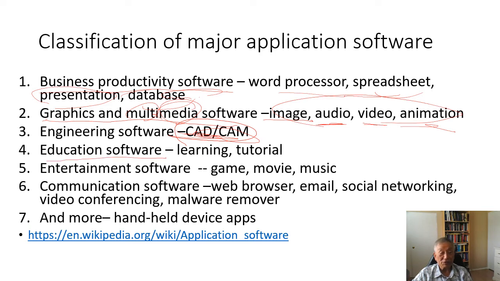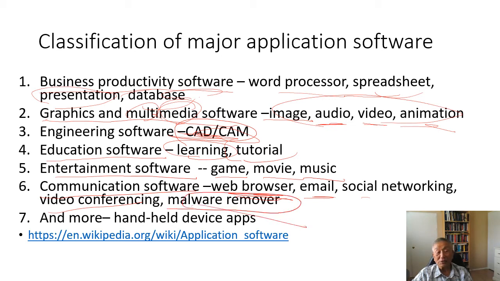Then there's educational software, so learning something, online lessons and tutorials like that. And entertainment related software, so games, movies, music, like that. Then communication related software: there is the web browser, email, social networking like your Facebook and TikTok, things like that, and video conferencing like Zoom and other teleconferencing, and then malware remover.